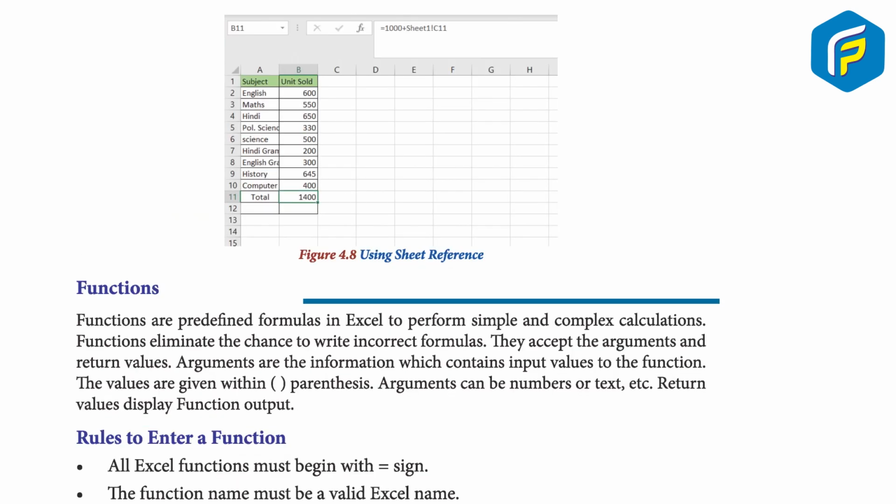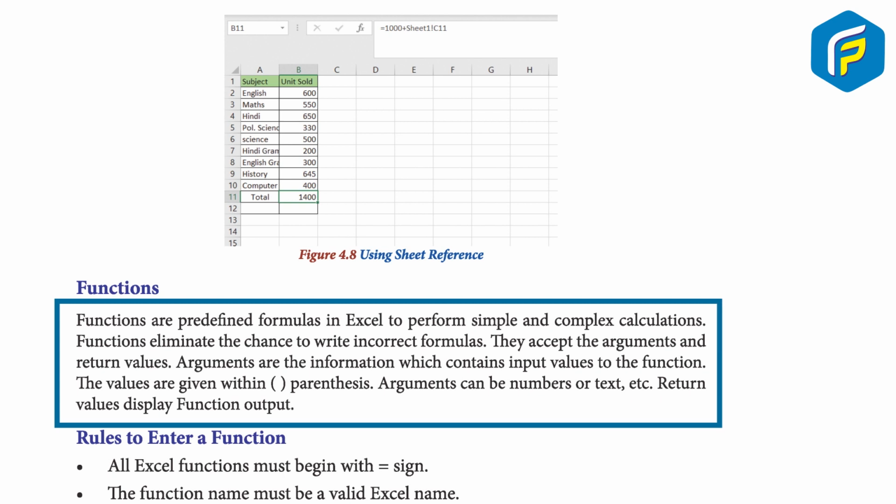Functions. Functions are predefined formulas in Excel to perform simple and complex calculations. Functions eliminate the chance of writing incorrect formulas. They accept arguments and return values. Arguments are the information which contains input values to the function. The values are given within brackets, parentheses. An argument can be numbers or text, etc. Return values display the function output.